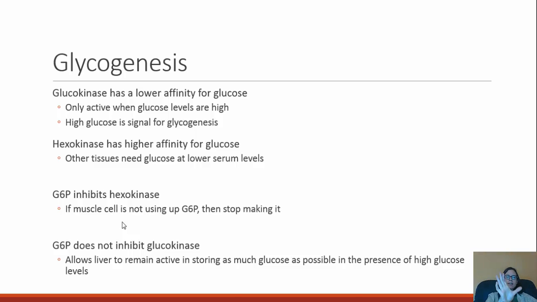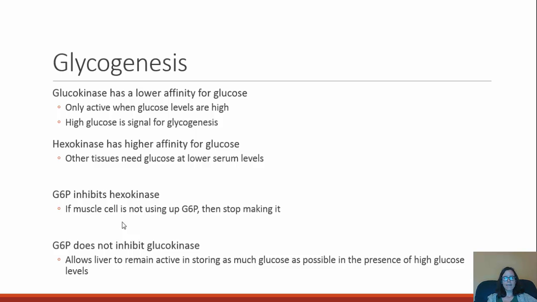We have a reaction that's converting glucose to glucose 6P, and our product is going to inhibit our reaction. So that makes sense. If the muscle's not using up the G6P, then we can stop making it because we have more than enough. However, this is not the same type of regulation in the liver. So G6P does not inhibit glucokinase. So even when we have a conversion of glucose to G6P, we're not inhibiting that reaction.